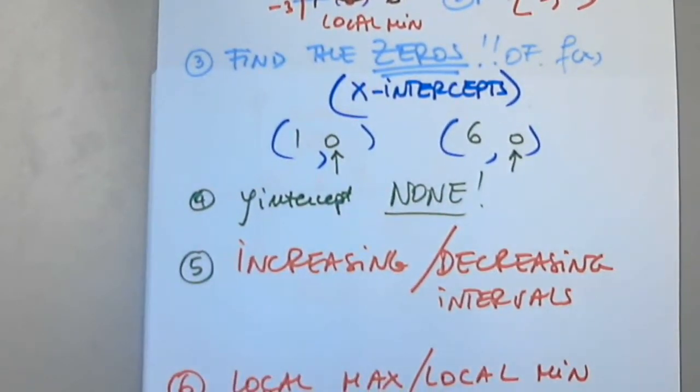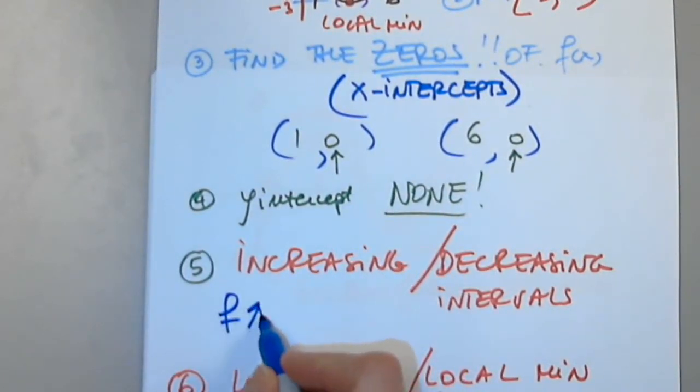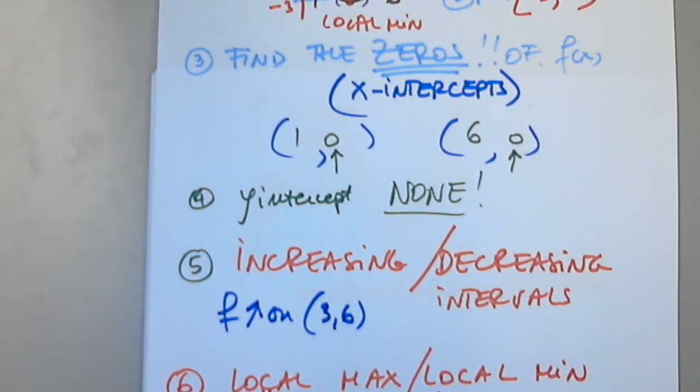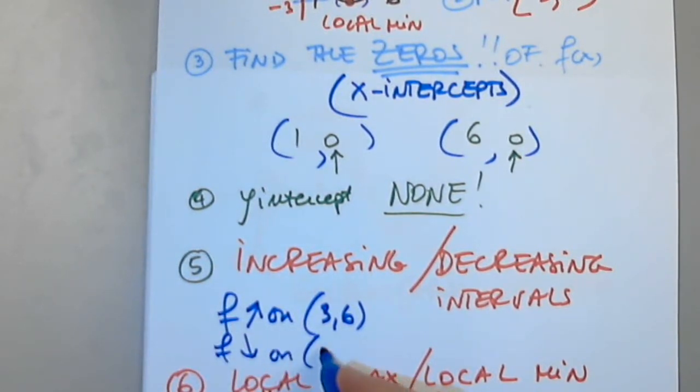So I will be writing f is increasing on the interval (3, 6), not from what value to what value, but where it happened. And f is decreasing on the interval (0, 3). And notice they're all parentheses, no brackets here.